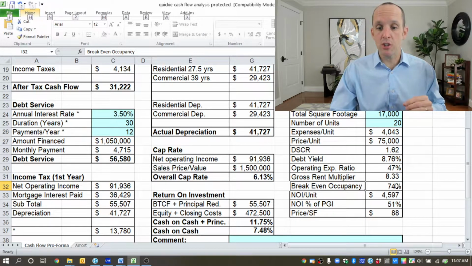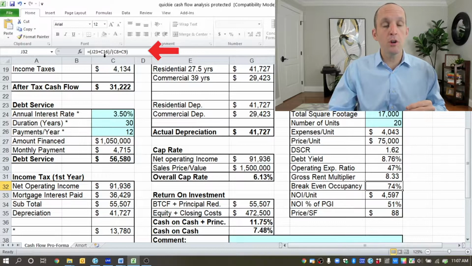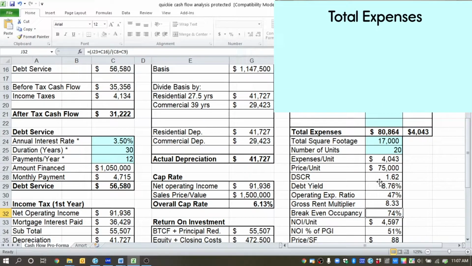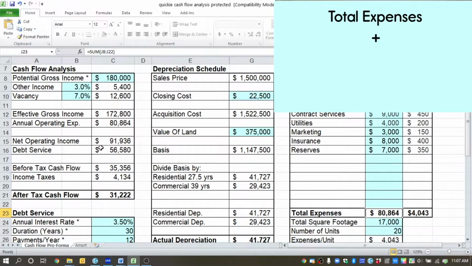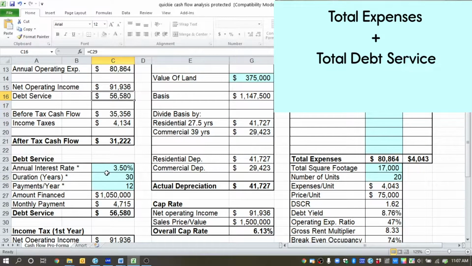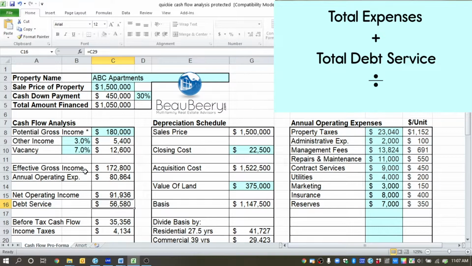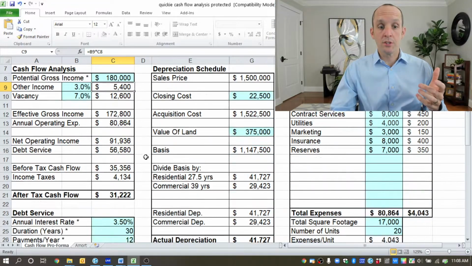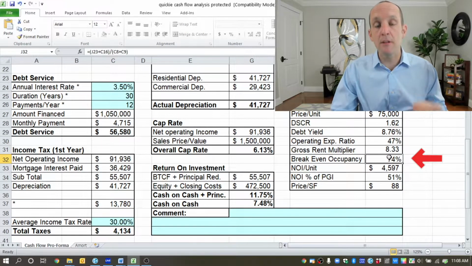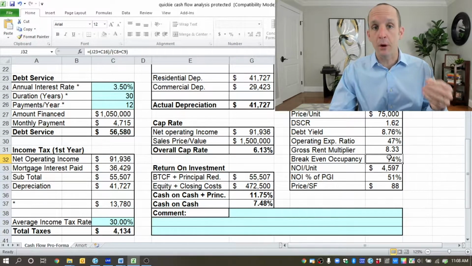On any spreadsheet, when you click on the cell, it'll show you the equation in the top left corner here. So here's the equation as we talked about before. It's total operating expenses, which is the $80,000, plus the total debt service of $56,000, which is calculated by taking all of these metrics and the amortization tab, that's a whole separate video, divided by the total income, which is the $180,000 in rents, plus the other income. The result, as we see, is a 74% occupancy break-even ratio.